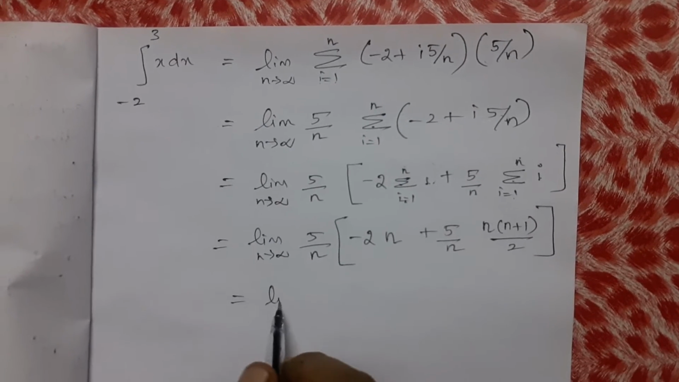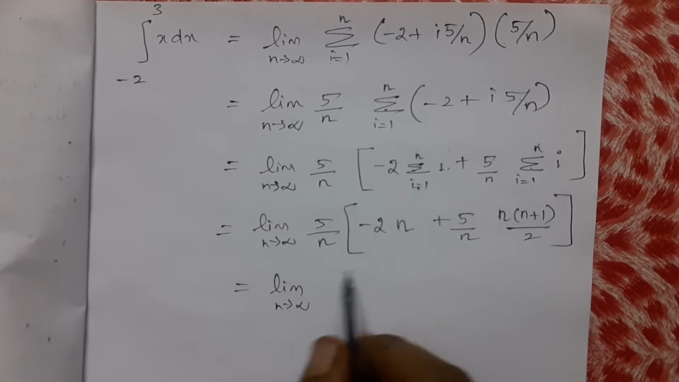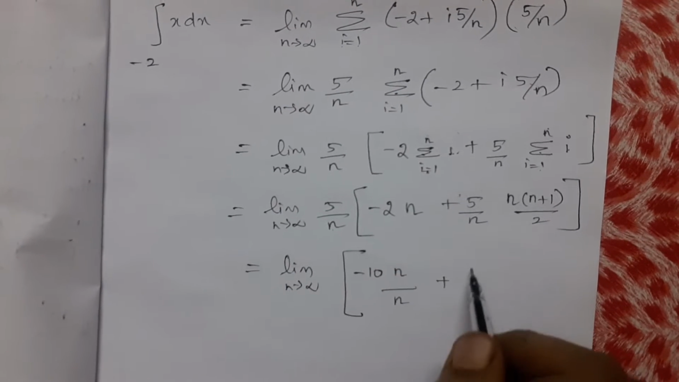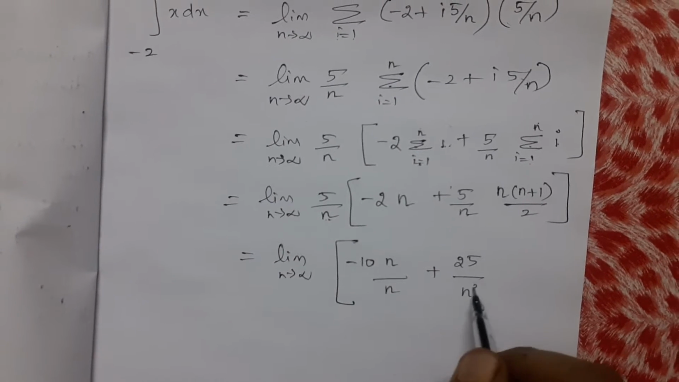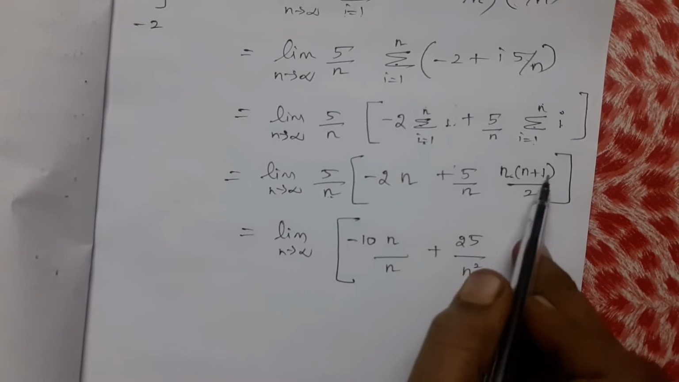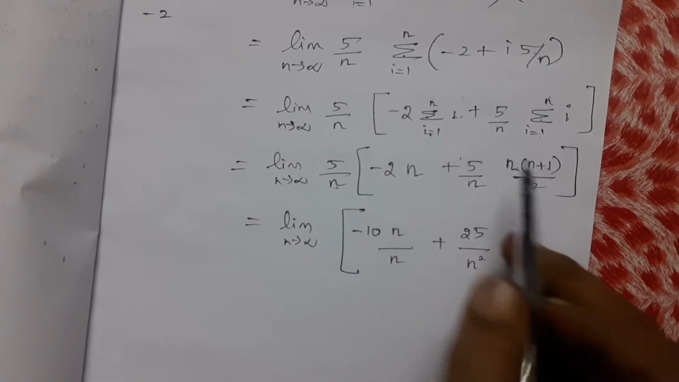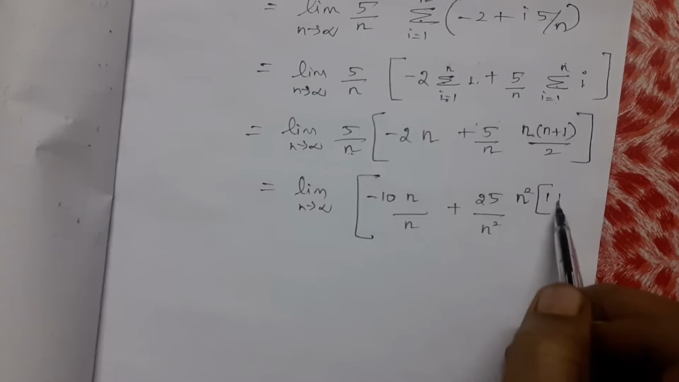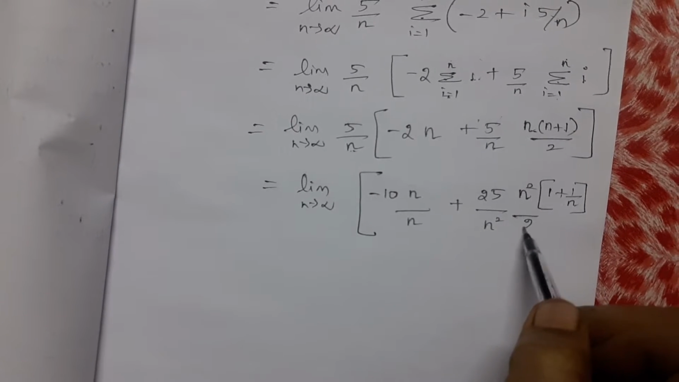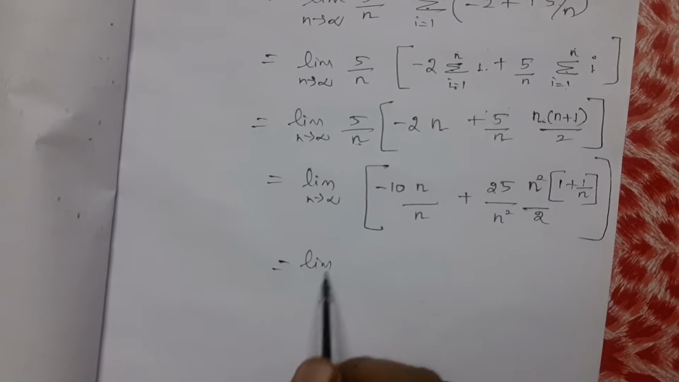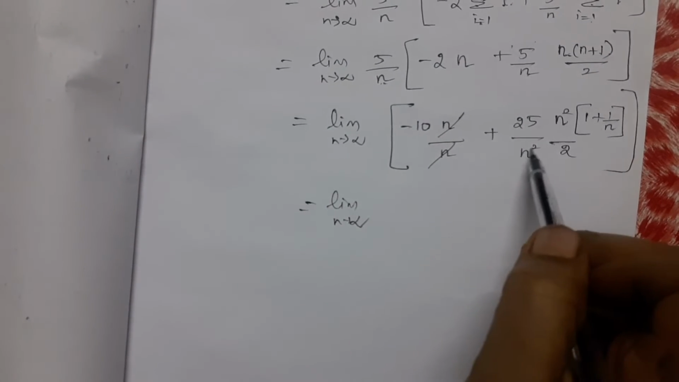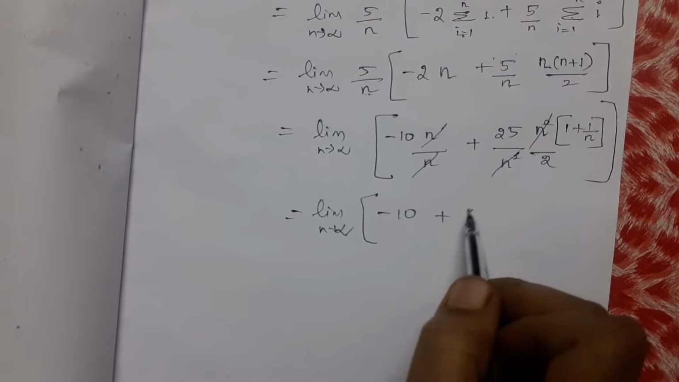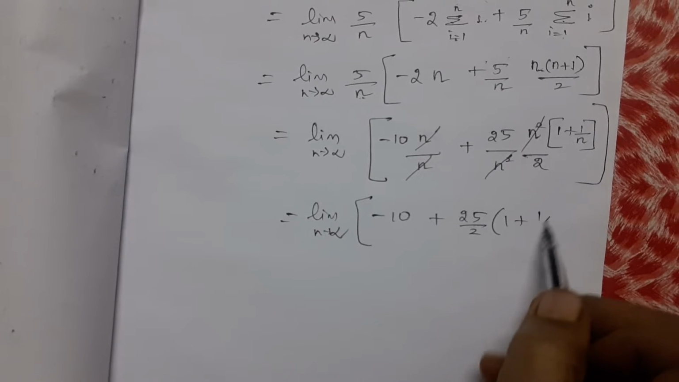Now let us bring this 5 by n inside, which gives minus 10 into n by n, and 5 into 5, which is 25, times n into (n plus 1) by n square. From here I can take n outside from the bracket, so when I take n, I get n square. Taking n out is nothing but dividing by n, which gives (1 plus 1 by n) divided by 2. So with limit n tends to infinity, we can cancel n square, and now we have minus 10 plus 25 by 2 into (1 plus 1 by n).